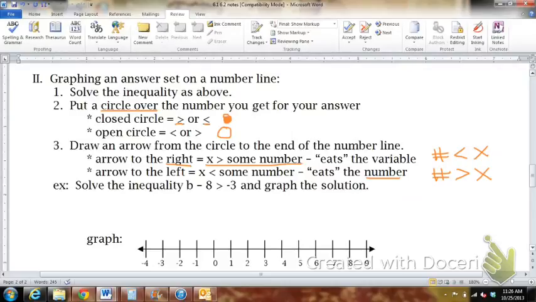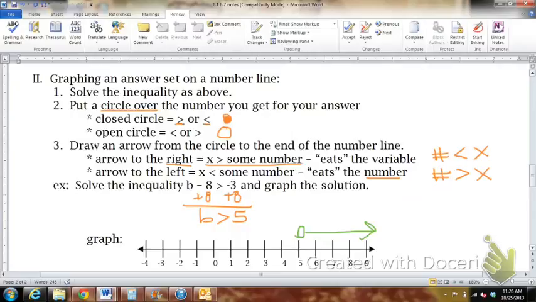So let's try one. We're going to solve this inequality, and then we're going to graph our solution. So to solve b minus 8 is greater than negative 3, I'm going to add 8 to both sides. And I get b is greater than 5. Now I don't have a line under my inequality symbol, so I'm going to put an open circle over the 5, and it's eating the variable. b is greater than 5, so where are the numbers greater than 5? Those numbers are to the right. So you draw your arrow all the way to the end of the number line. And that's it, you're done.